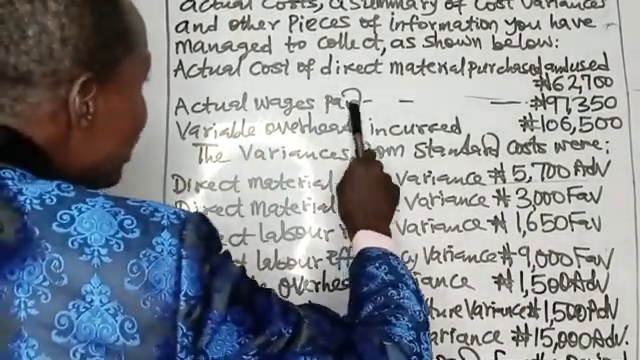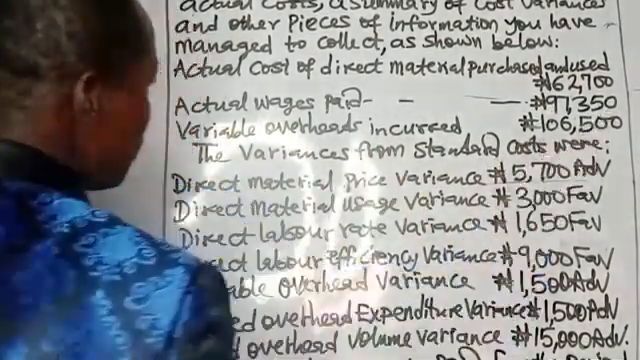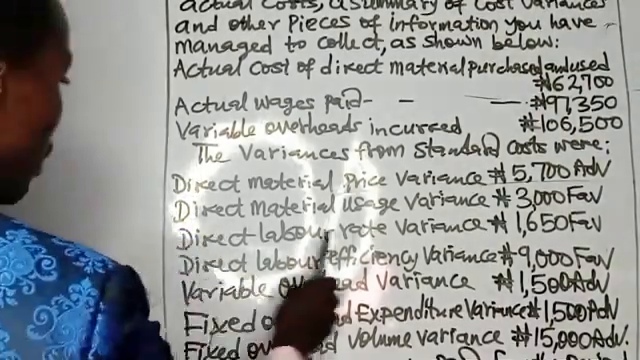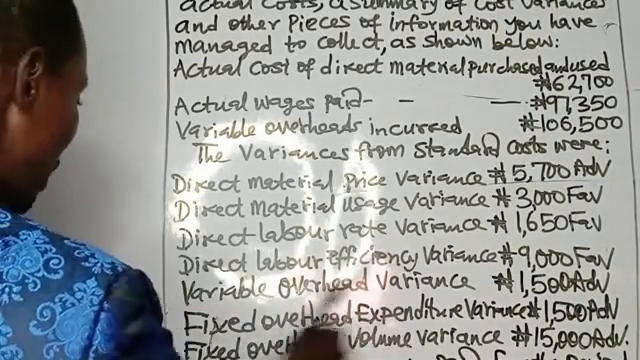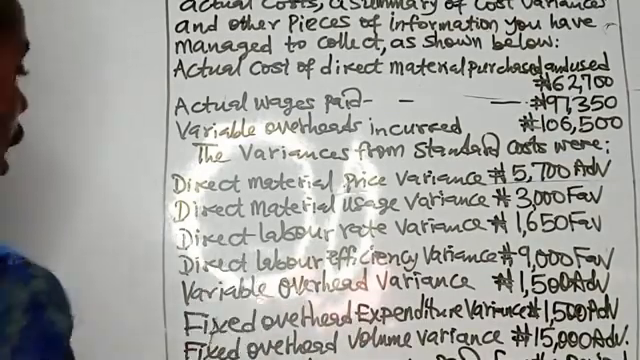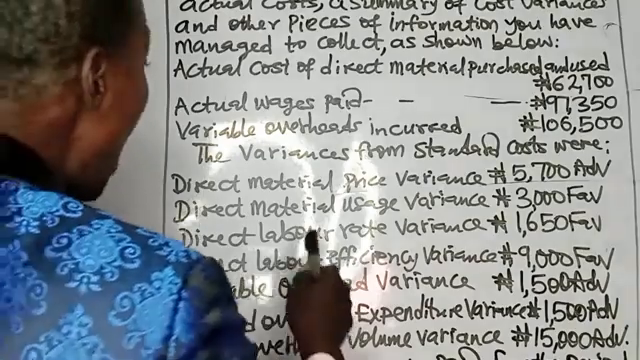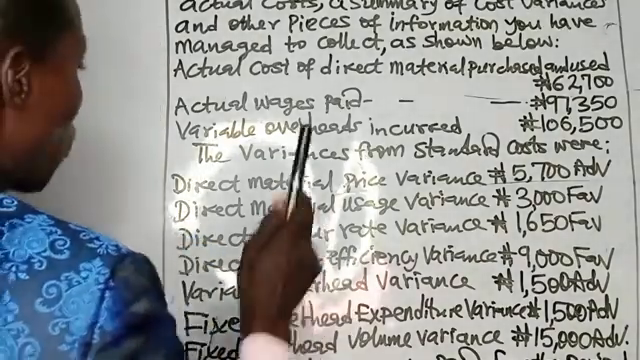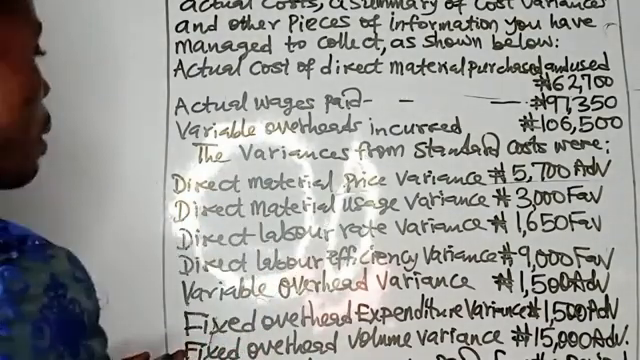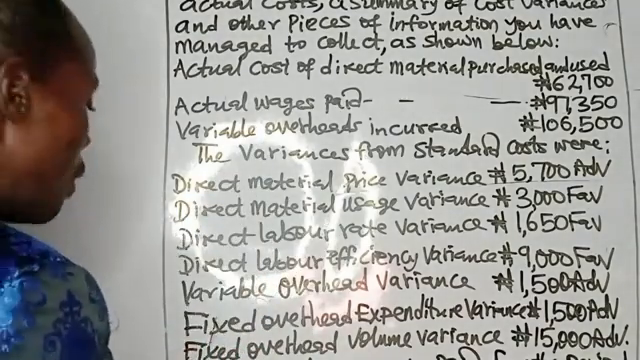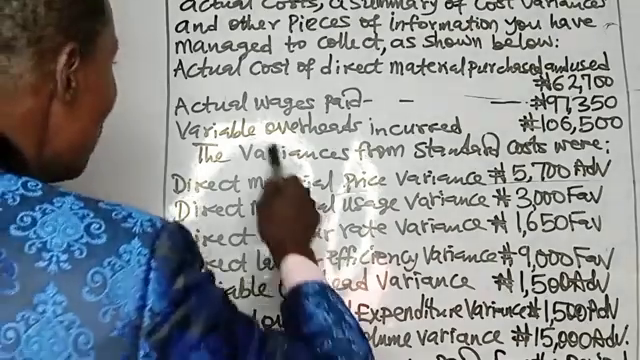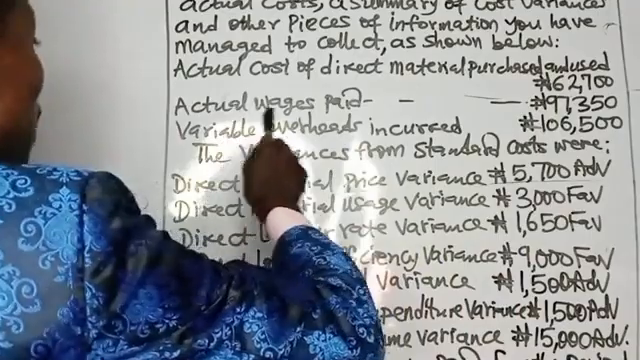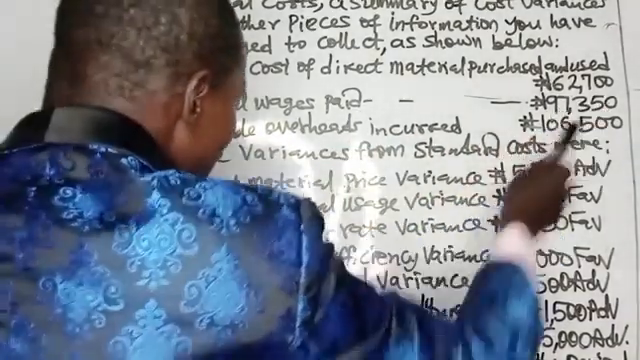We are given the actual wages paid of 97,350. If you look at the variances given, you are given direct labor rate and direct labor efficiency. We are not given the idle time variance. Since there is no idle time variance, the actual number of direct labor hours worked will be the same as the actual number of direct labor hours paid for. The actual wages is the same as the actual direct labor cost, 97,350.